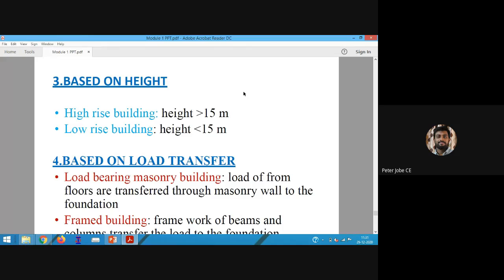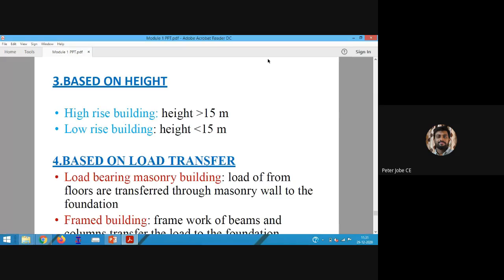As per NBCI, a building is called a high-rise building if the total height is greater than 15 meters. Height means from the ground level. If the height of the building is greater than 15 meters, we will categorize it as a high-rise building. While the height is less than 15 meters, we will categorize the building as a low-rise building. So this is a classification based on height.